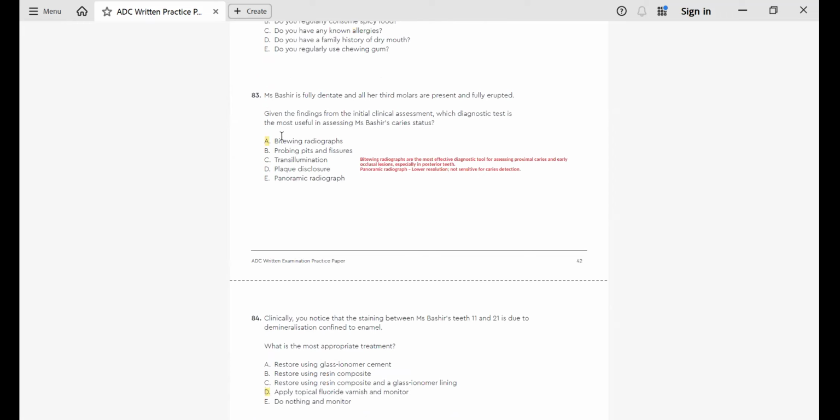Question 83. No, you don't probe pits and fissures, right? Probing is not really recommended because you can break off the enamel. That's very important, and you should have known this because it is mentioned so many times in the caries file in the portal mock exams. All right, we don't really probe inside.